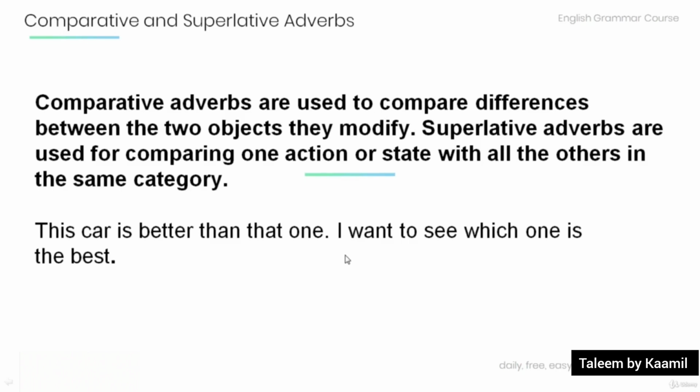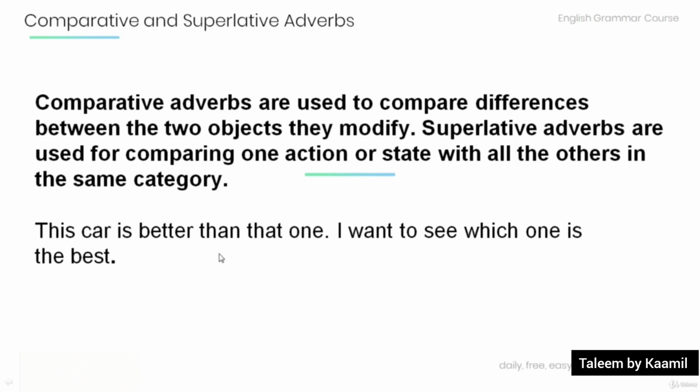Now let's review and practice a bit. Remember, the comparative adverbs are used to compare differences between the two objects they modify. Now, superlative adverbs are used for comparing one action or state with all the others in the same category. Now read the following sentence and underline the comparative or superlative adverb.